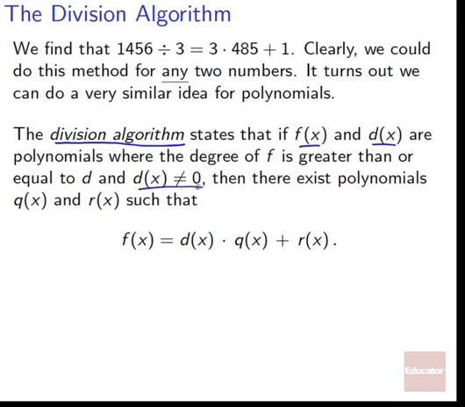Why does d of x not equal 0? Because we're not allowed to divide by 0. So if d of x is simply 0 all the time forever, then we can't divide by it, because we're not allowed to divide by 0. So given these things, f of x, d of x, both polynomials.